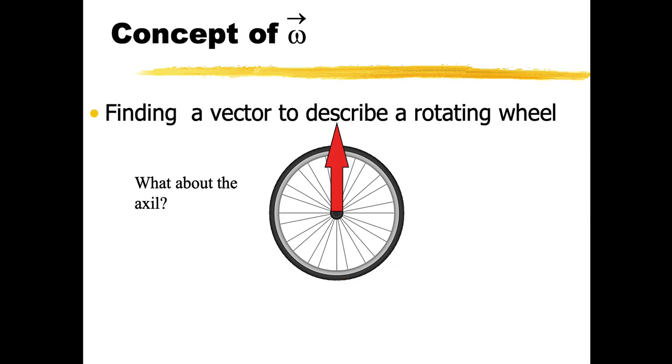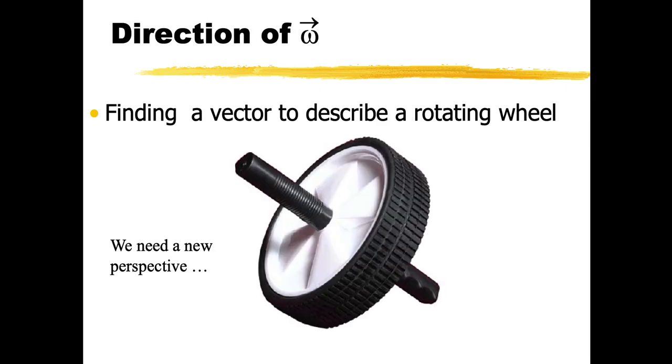Okay, what if I put it just at the center, at the axle? Well, that's kind of turning as well, isn't it? That thing is spinning around as well. So I can't have that, because the direction of that vector needs to hold true. So we need a new perspective. We're going to put the direction of that vector as an arrow sticking out of the axle, perpendicular to the plane of rotation. Perpendicular to the plane of rotation.